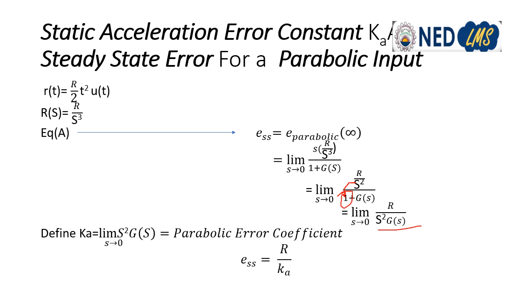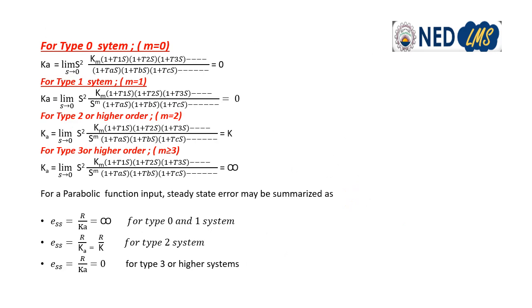So this is very much similar to the previous two derivations. We have just put the value of R of s in the expression of the steady state error. Now we define it for system type 0, 1, 2 and higher order systems. It is very much similar to what we have done previously for the ramp and step function. So we can see directly here that when we apply the value of m equals 0, 1, 2 in limit s tends to 0 of s square g of s, we get that ka is 0 for type 0 and 1 systems, and it is k for type 2 system, and its value is infinity for type 3 or higher order systems.